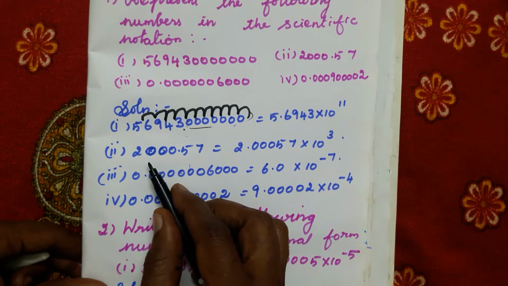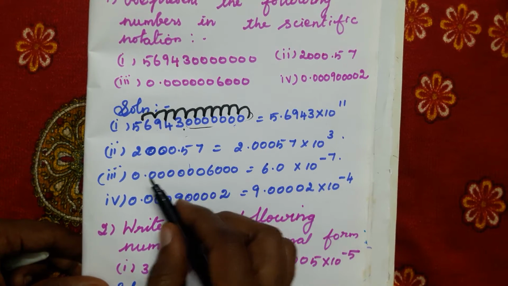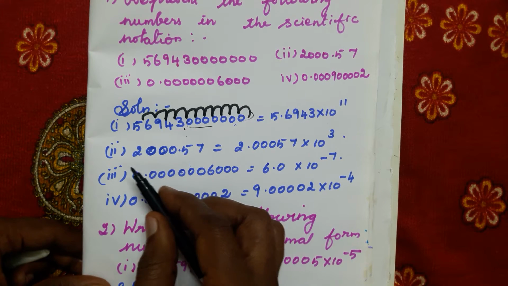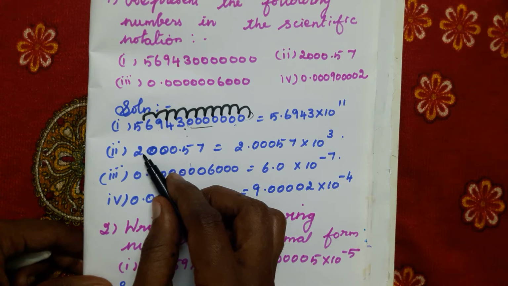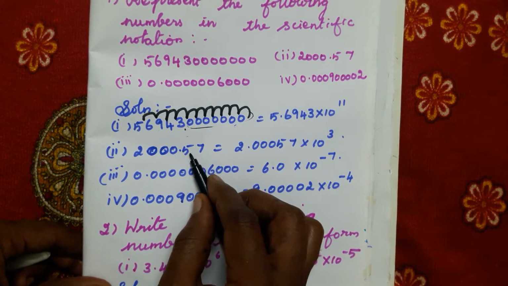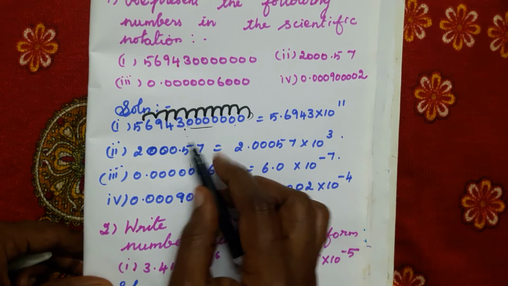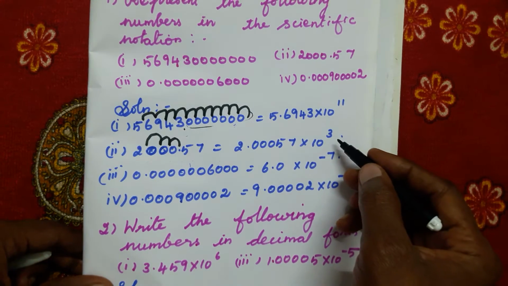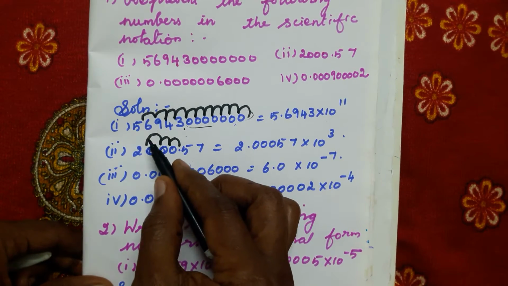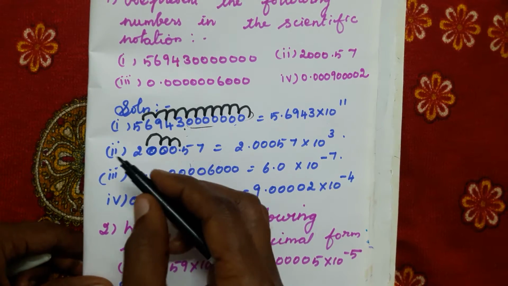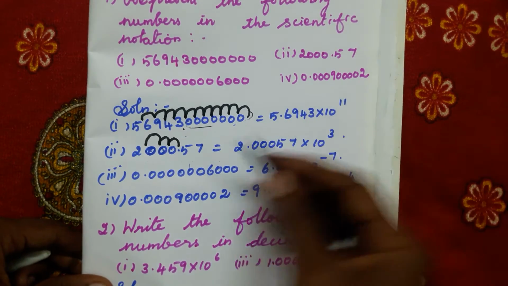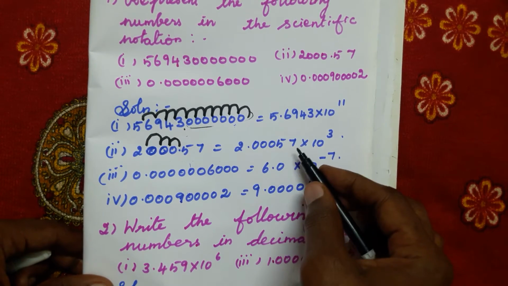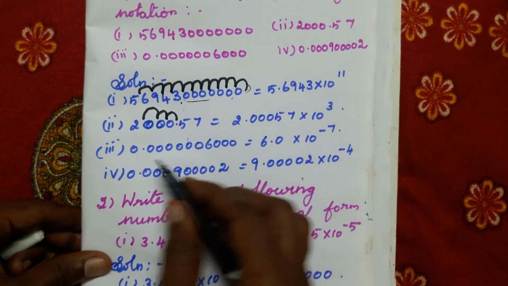Second question, 2000.57. We want to convert into scientific notation. First, we can write 2.00057 into, how many digits did we move the decimal point? 1, 2, 3. 3 digits, so 10 power 3. 3 digits we moved the decimal point left, so we have to write 10 power 3. Here, don't neglect this 0. In-between zeros we have to write the same. Okay, clear?